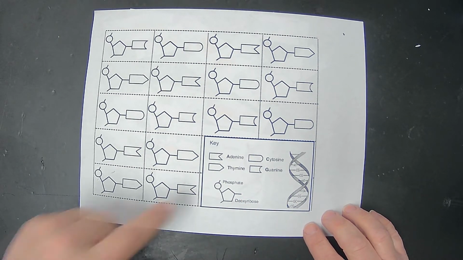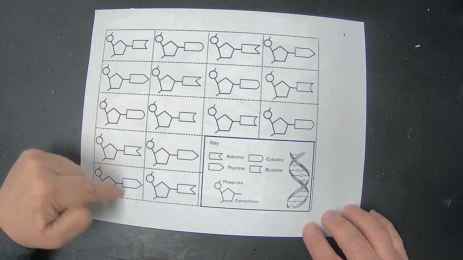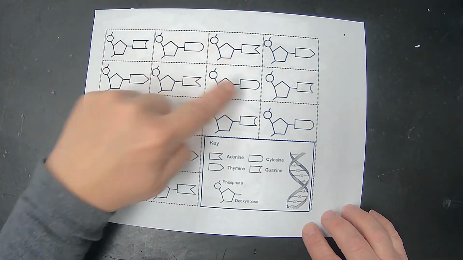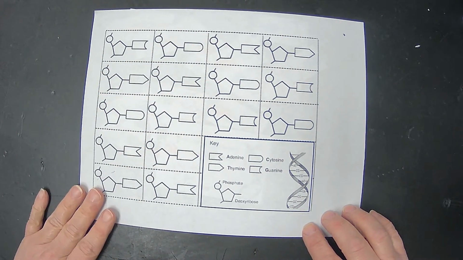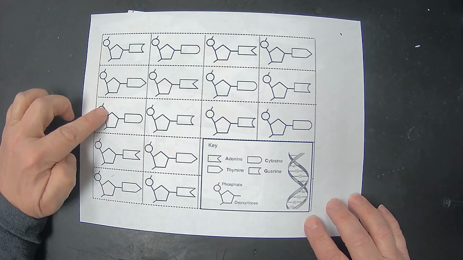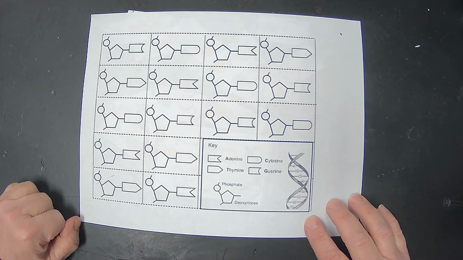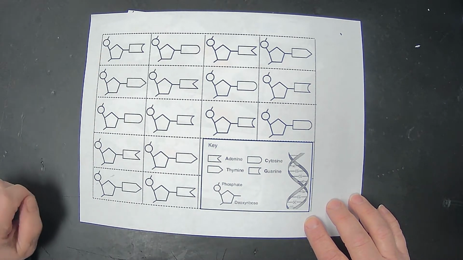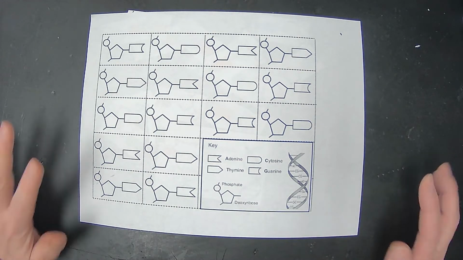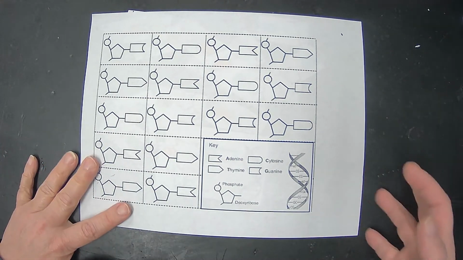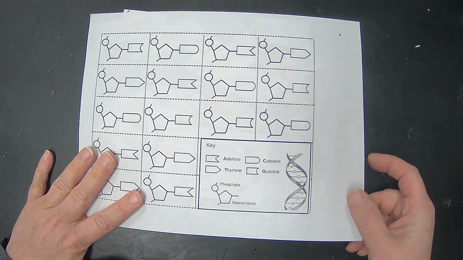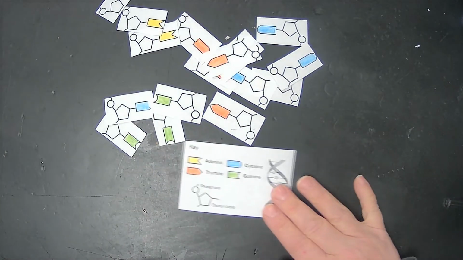You're going to take this key and you're going to color each one of these nucleotides. So each little section here is a nucleotide, and we're going to build them together, put them together to make a DNA strand. So once you've got them colored, you're going to cut them out.